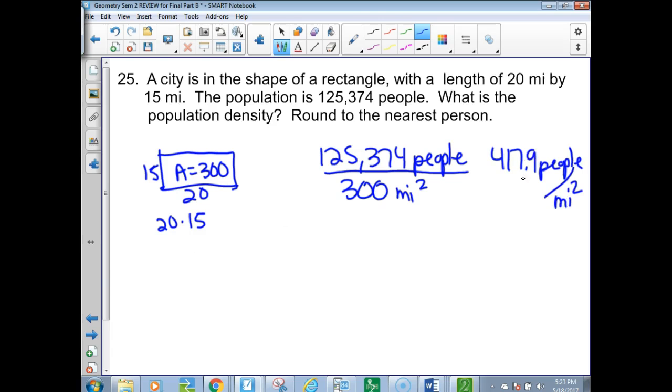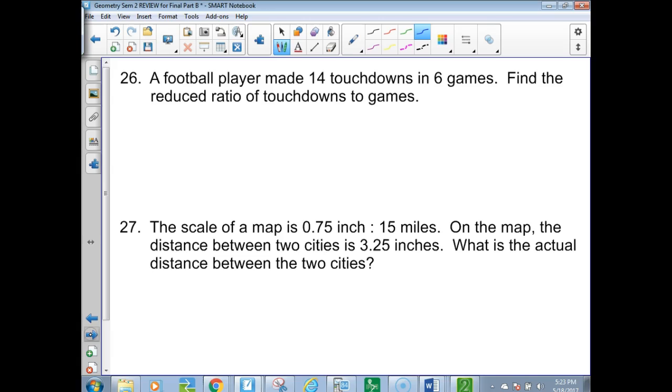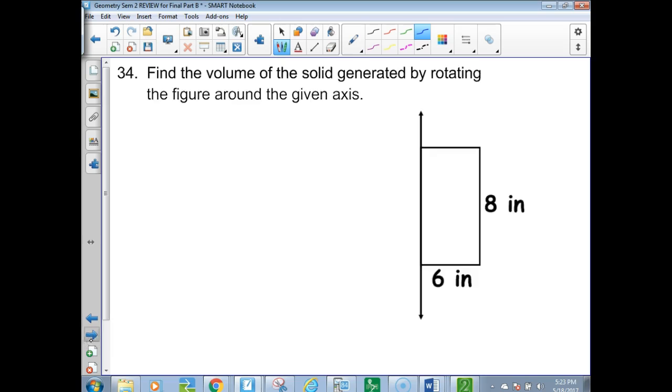Oh, round to the nearest person. Well, imagine that. Doesn't that make sense? 418 people per square mile. 26, a football player. How many do I have left to do? Oh my goodness.